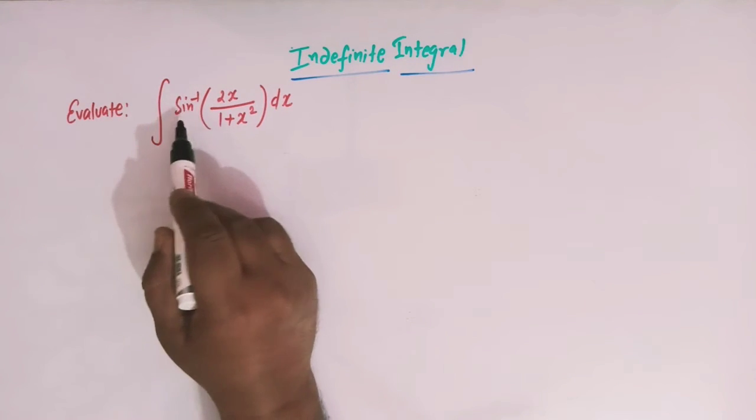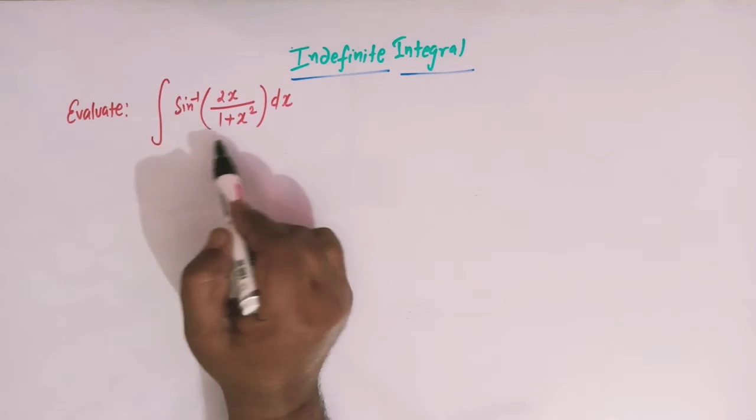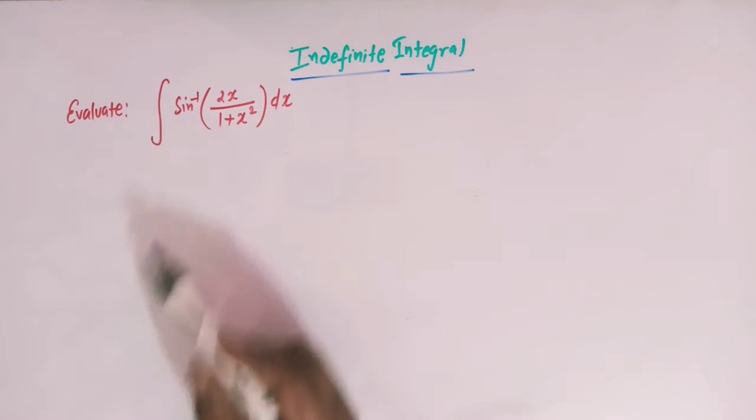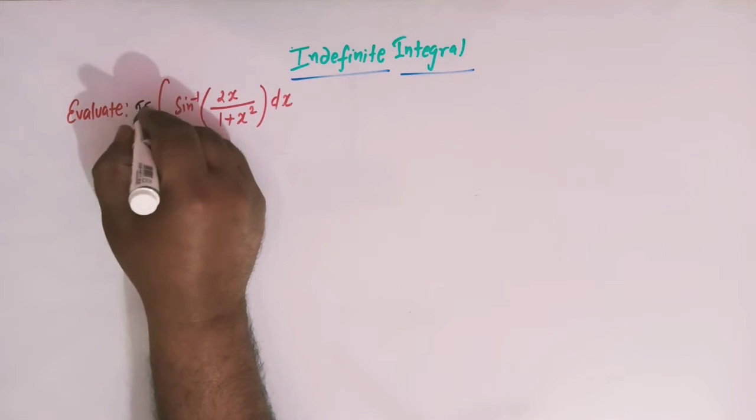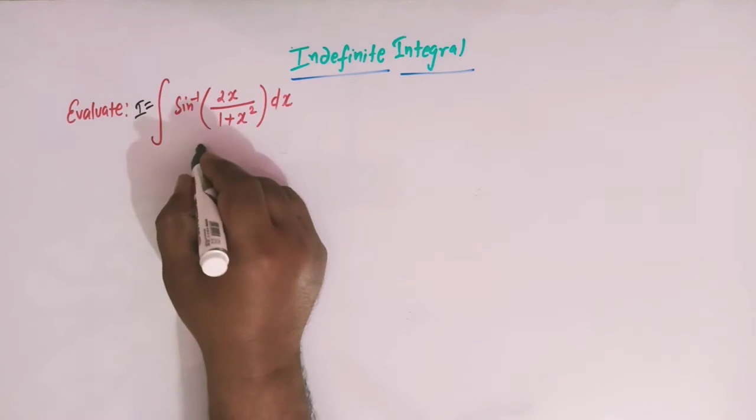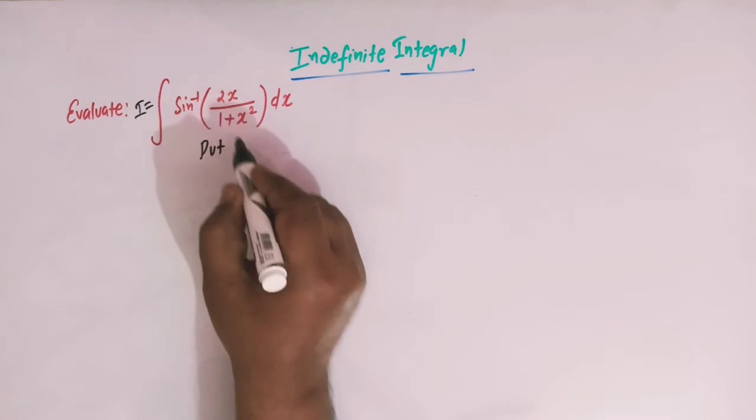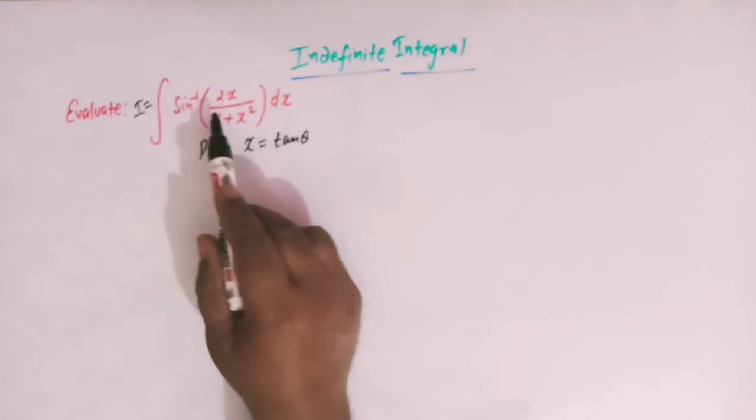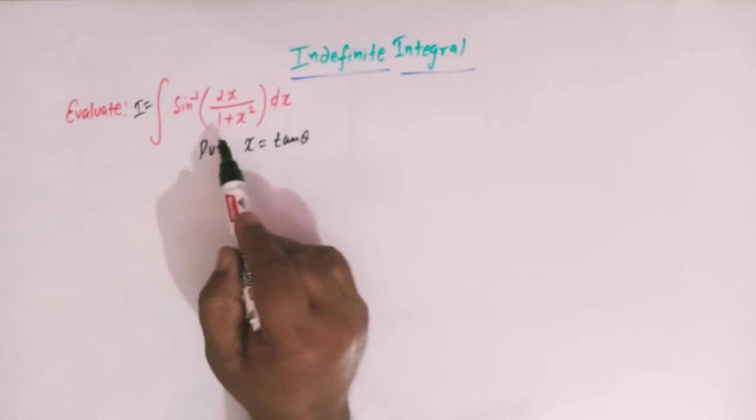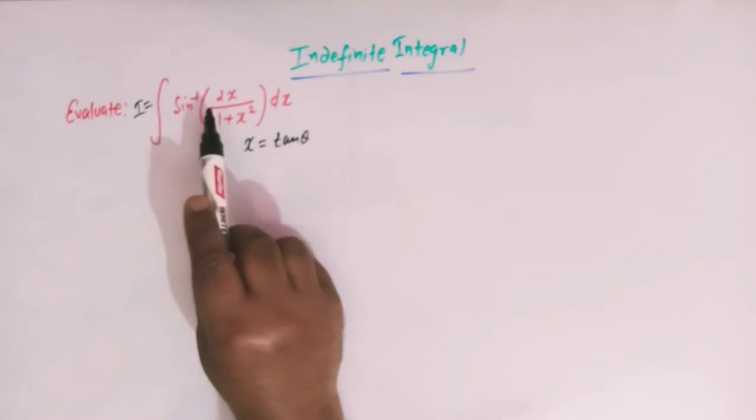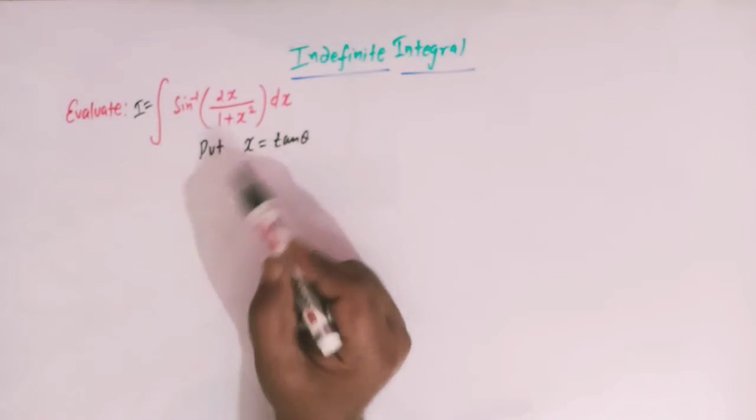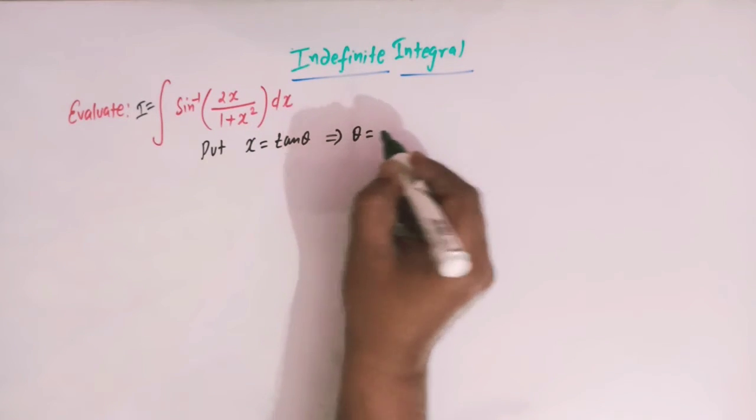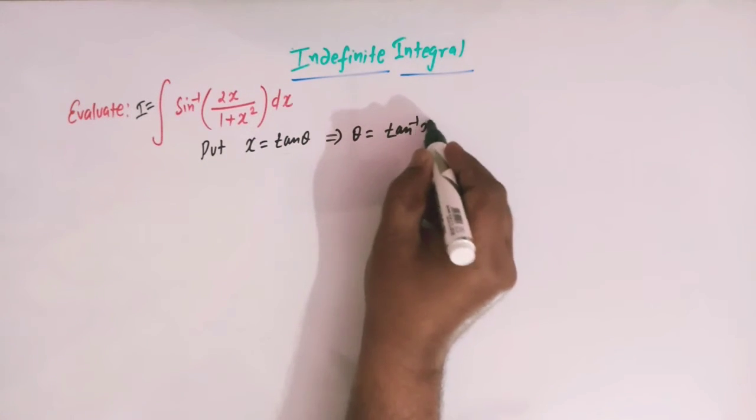And moreover we have to make use of an important identity from trigonometry. So let us start. Let us first call this integral I. Now here we will put x equal to tan theta. So here we are using the substitution method by changing the variable x to theta. So x is equal to tan theta, and this implies that theta is equal to tan inverse x.